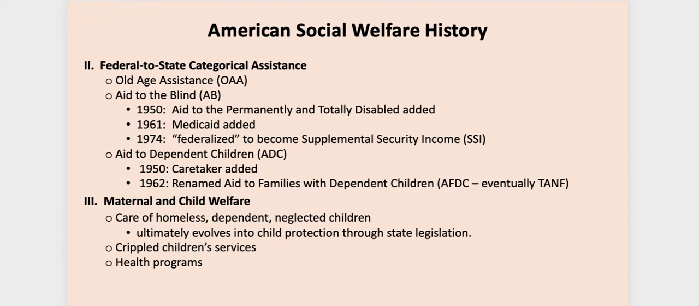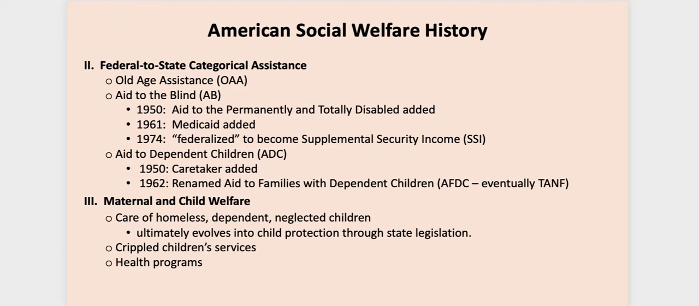And in fact, the amount of money you received, because this is federal to state assistance, federal government giving the states money, the states could set the amount that you received. So if you lived, for instance, in New York State, you got a lot more money than if you lived in Mississippi. Likewise for the blind and for dependent children. Now, in a moment, we'll get back to ADC, but aid to the blind, the permanently and totally disabled was added. Medicaid was added in '61.